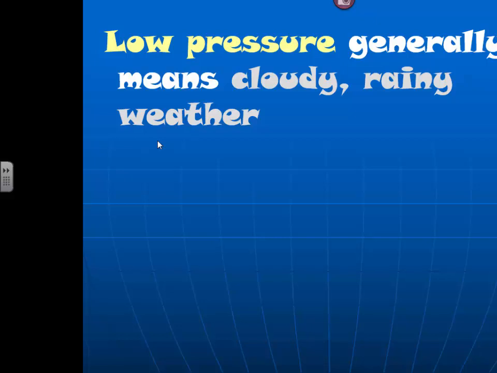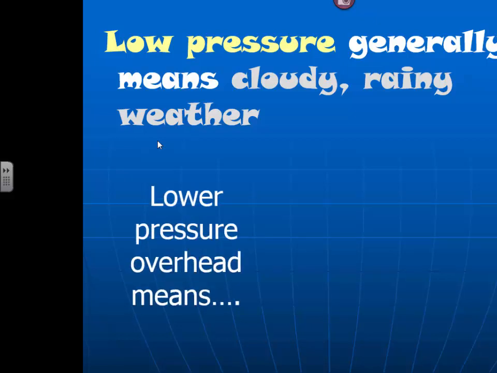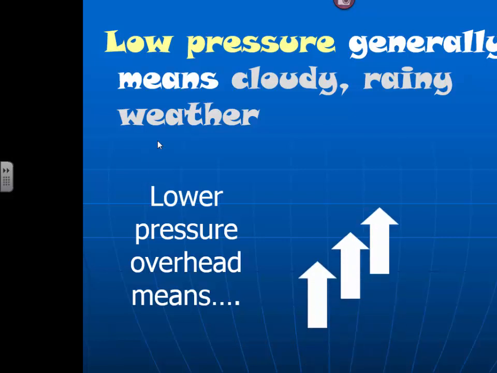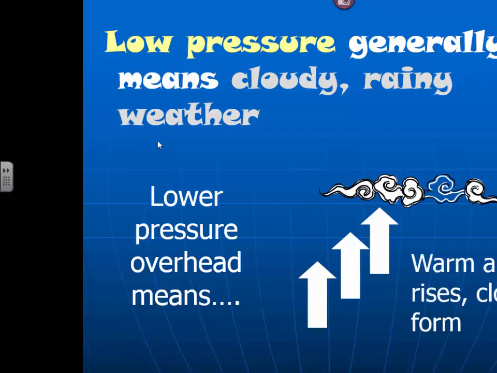Low pressure would be the opposite. Low pressure generally means cloudy, rainy weather, because if there's less pressure overhead, that means whatever warm, moist air is present can rise into the atmosphere and make clouds. And if you get clouds, then you're going to have rain.